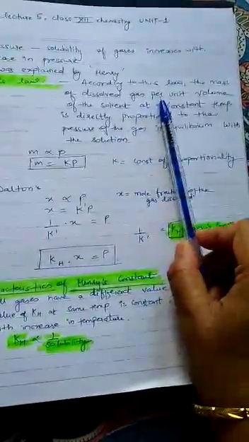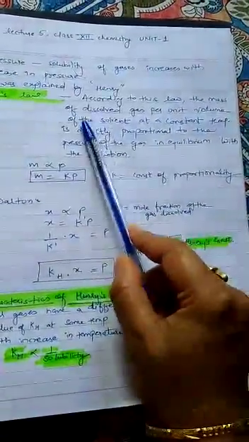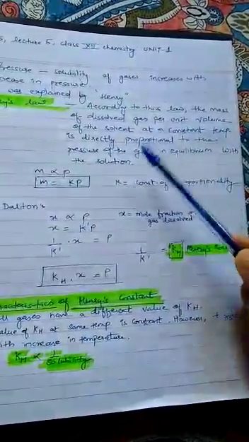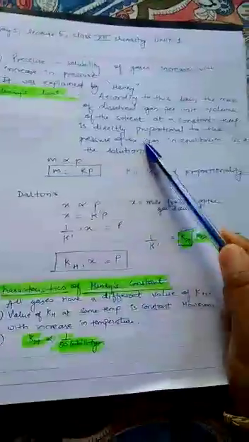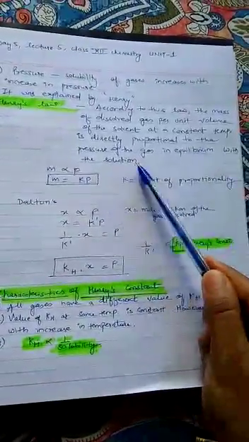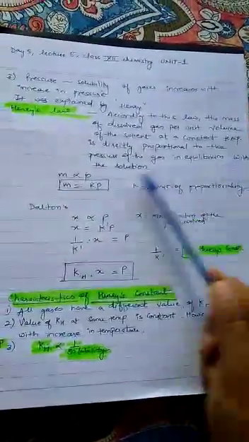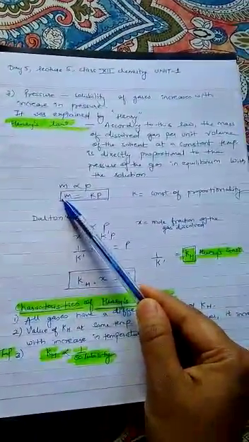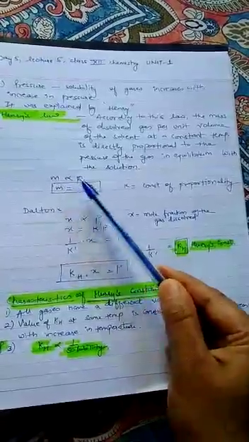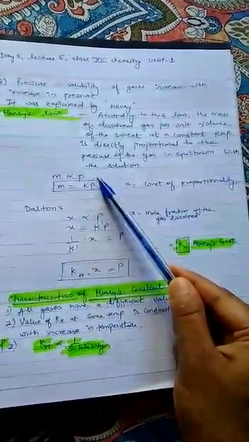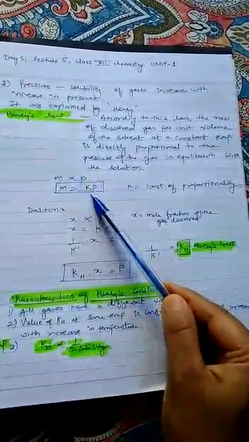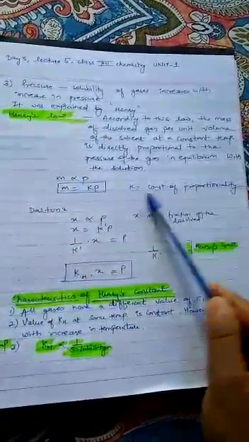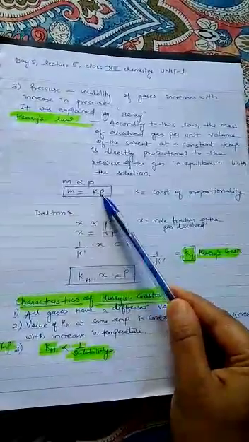According to this law, the mass of dissolved gas per unit volume of the solvent at a constant temperature is directly proportional to the pressure of the gas in equilibrium with the solution. So M, that is the mass of dissolved gas, is directly proportional to the pressure of the gas in equilibrium. If we remove the proportionality sign, then the constant of proportionality K will be here, M equals Kp.